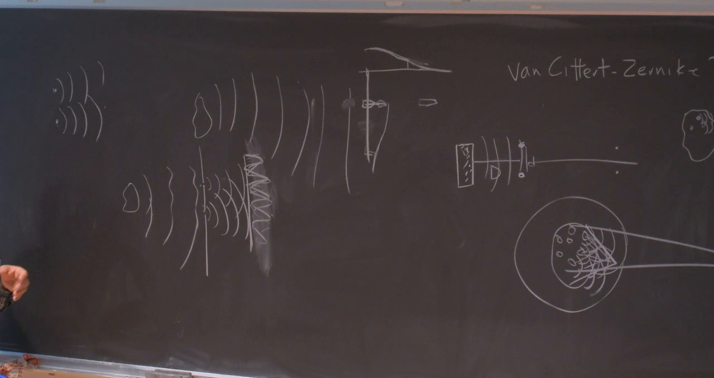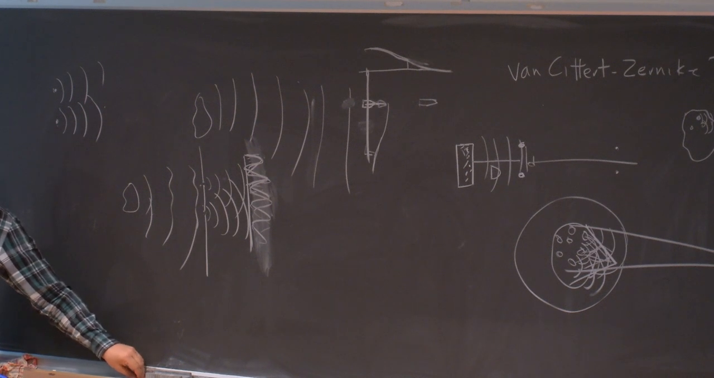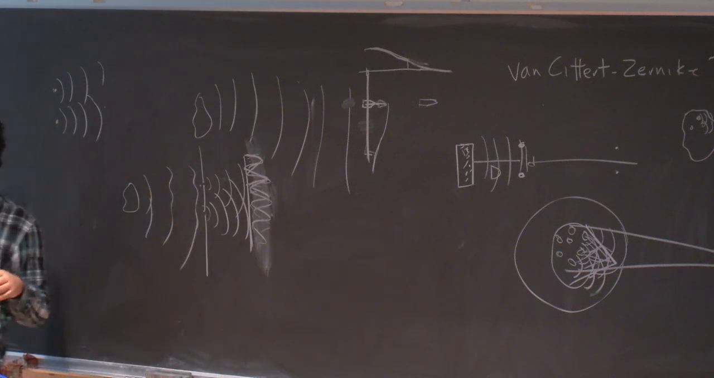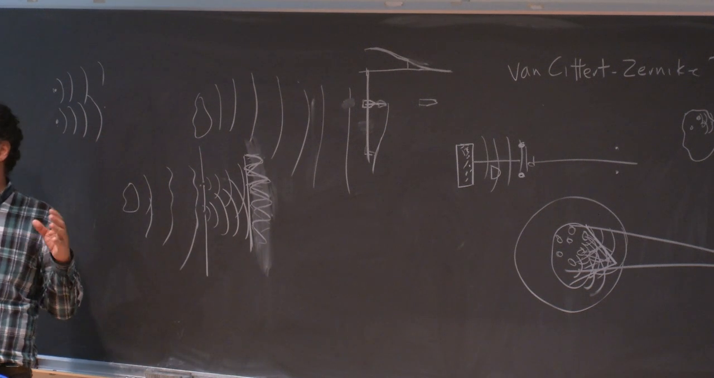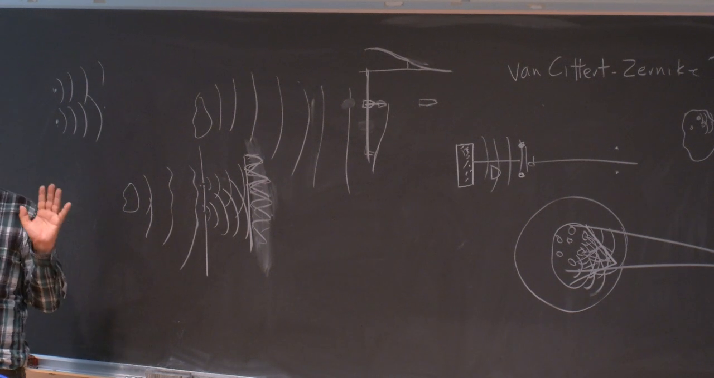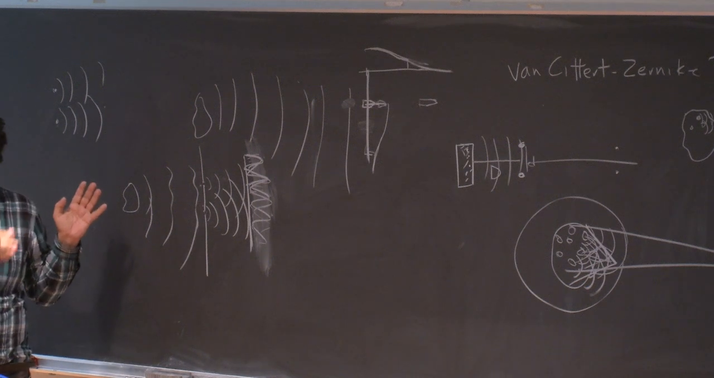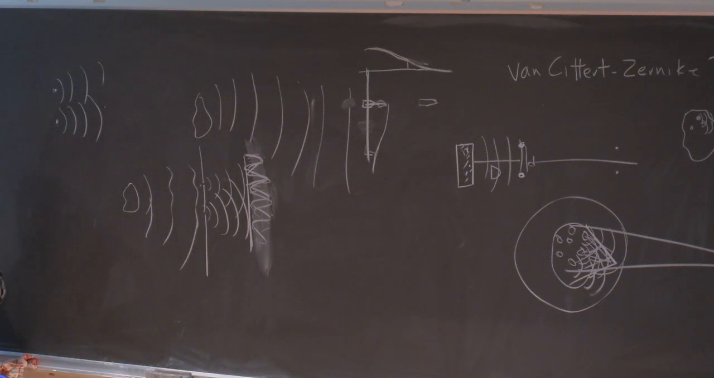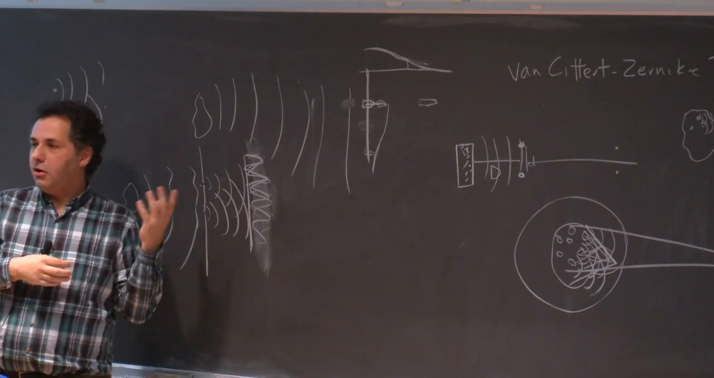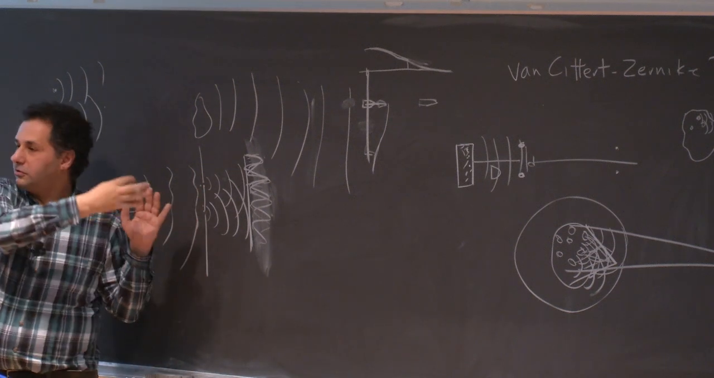There are several time scales. One is the time scale of the oscillations of the field, and the other is the time scale of the detector. Those two very often differ by many, many orders of magnitude. And then there might be the time scale of the fluctuations of the field.